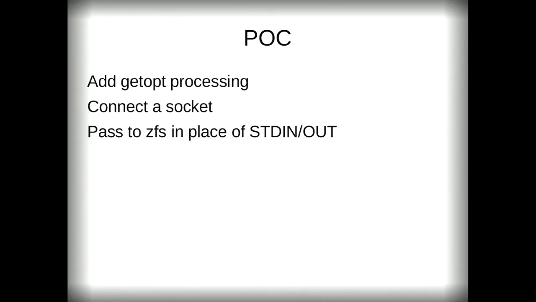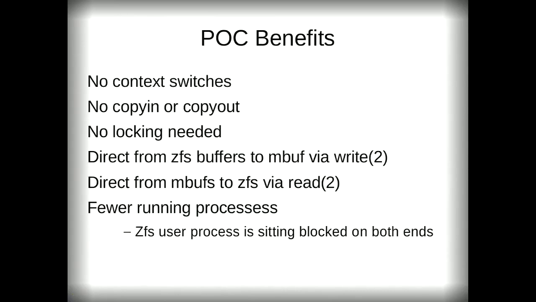So what did it take to do this? And this is the horribly embarrassing part. You simply add getopt processing to process those dash S's. Add a little bit of code to connect to a socket. And simply, literally use the exact same ZFS calls into the kernel that already existed to pass that socket into the kernel in its place. You eliminate all of the context switches, all the copy-ins and copy-outs from the kernel. You don't need any more locking of these buffers in the pipe code.